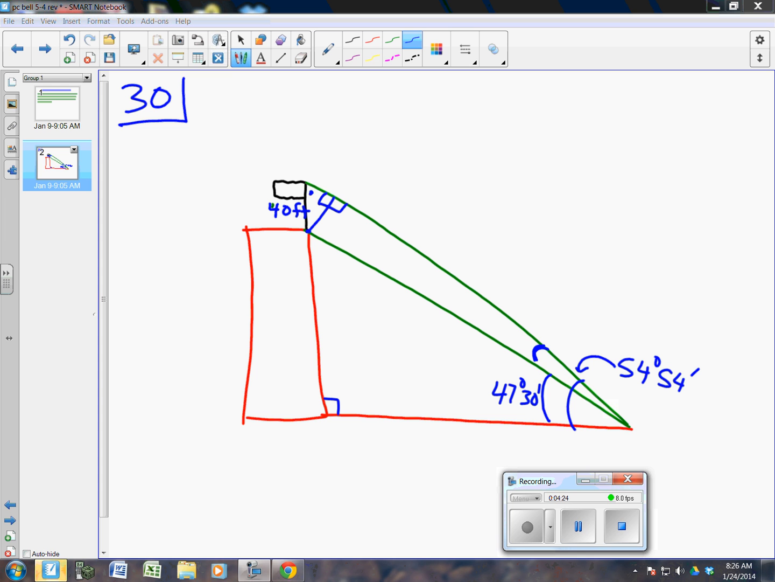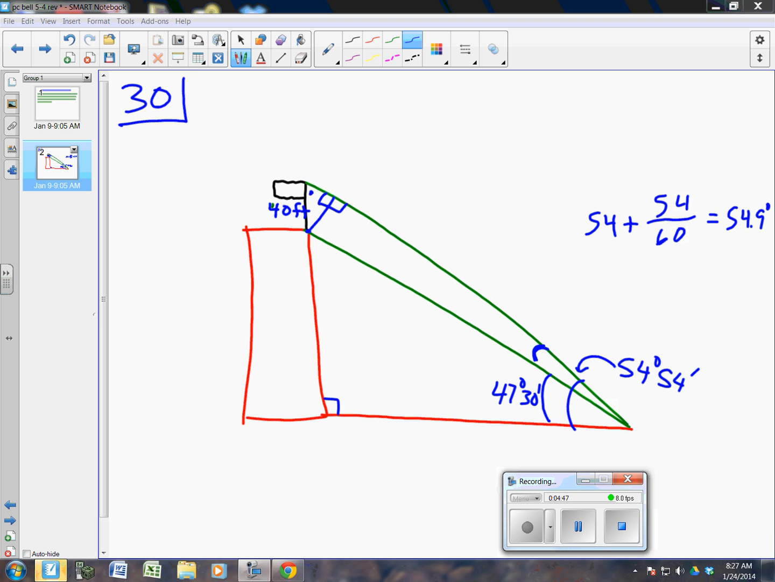Well, you've got this angle down here in this corner is 54 degrees, 54 minutes, which would be 54.9. Did you get it by going 54 divided by 60? Yeah, so you had 54 plus 54 over 60 is 54.9 degrees, right? Subtract 54.9 degrees from what?